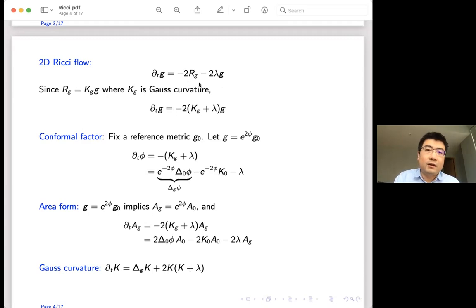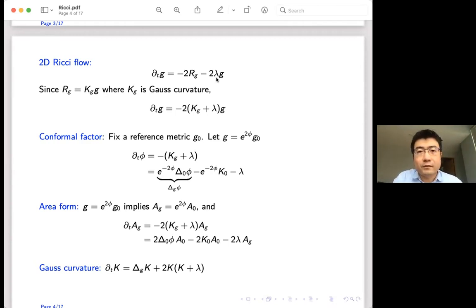Another reason to have this term: actually, in two dimensions, the Ricci curvature and the metric are the only terms you can write down. Suppose you ask for all the possible intrinsic two-tensors with at most second order derivatives of the metric. Then essentially you only have the Ricci curvature and the metric. The Ricci curvature is an intrinsic two-tensor, because suppose you have an isometry between a manifold with metric G1 and another manifold with metric G2. Then the Ricci curvature must be the same.